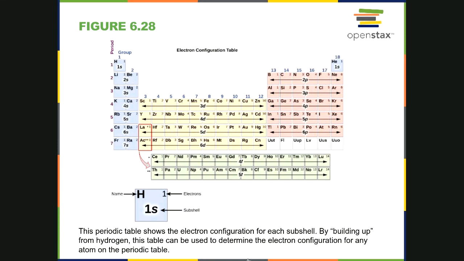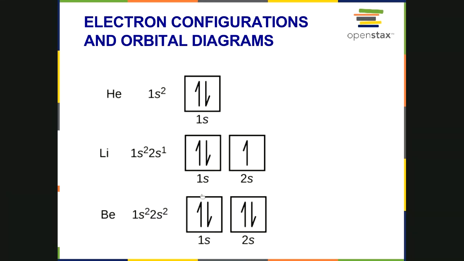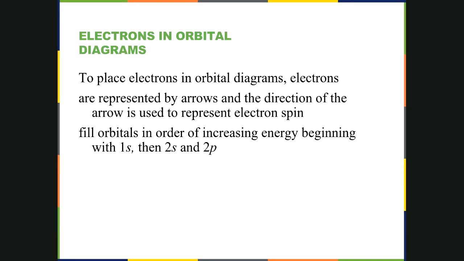And so my orbital diagram is going to show 1s2, 2s2. I should say this is the electron configuration. This is the orbital diagram. So I have two electrons in the 1s box and two electrons in a 2s box. Okay. So again, I'm gradually adding electrons to the orbitals as I build up the atom, and I fill them in order of increasing energy.